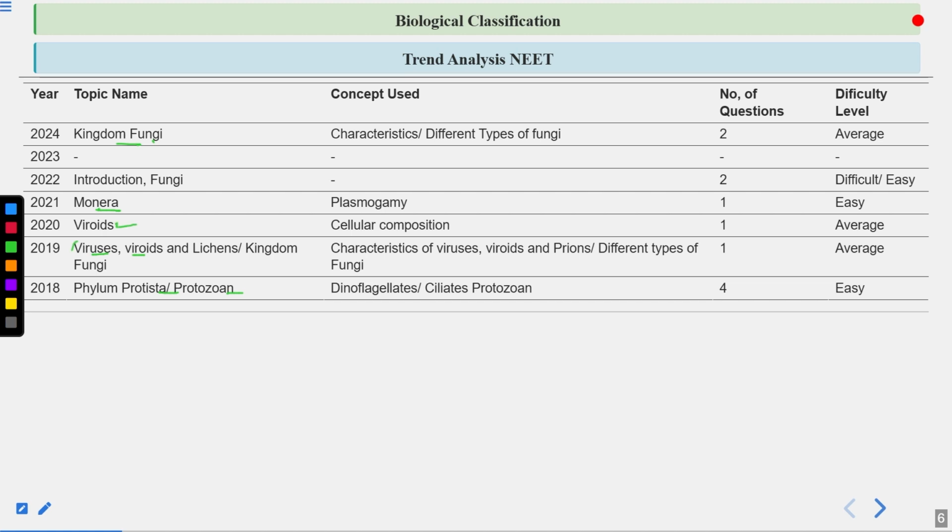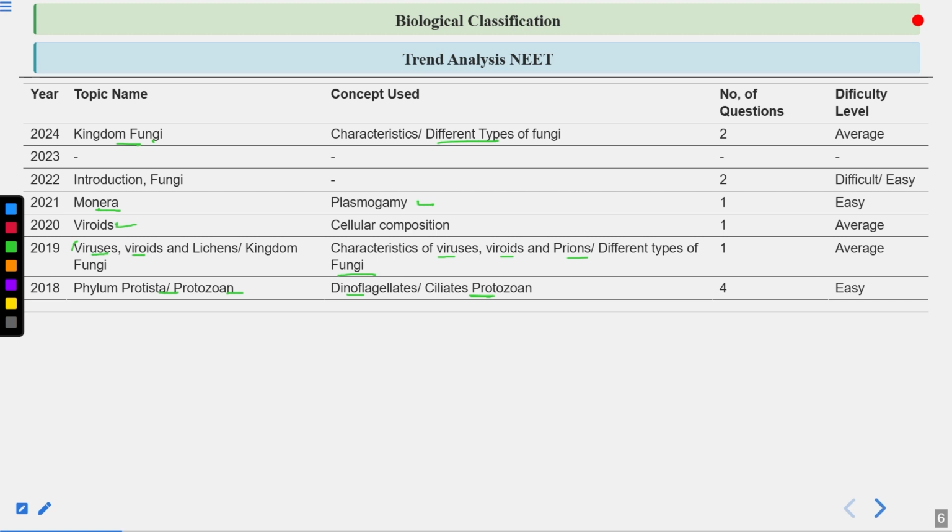In 2020, questions came from viroids. What is the cellular composition of viroids? Then questions are coming from plasmogamy. What is plasmogamy? Fusion of the protoplasm. And questions are coming from characteristics of virus, viroids, prions. And then different types of fungi. Questions have come from dinoflagellates and protozoans, which come under kingdom Protista.